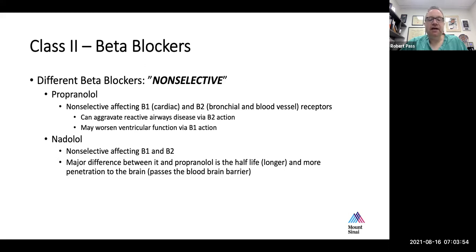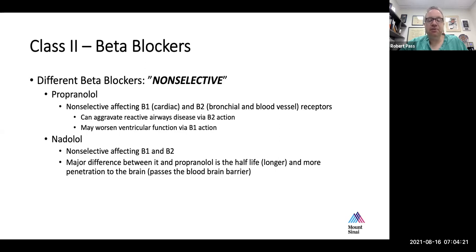Because of that, particularly because of the beta-2 action, they can aggravate reactive airway disease. So you have to consider that fact when you're prescribing them. They may also worsen ventricular function by their effect on beta-1 action. And nadolol also is non-selective, affecting beta-1 and beta-2.